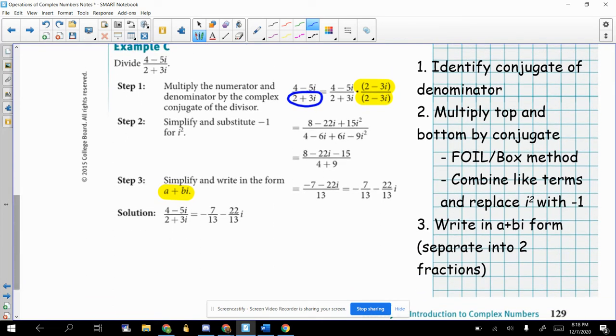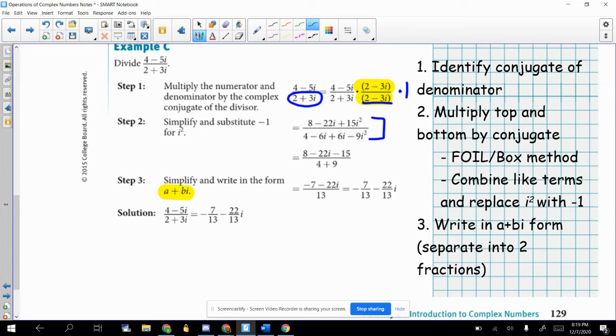As you can see, step 1 is to identify the complex conjugate of the denominator, and they did that here. The conjugate of 2 plus 3i is 2 minus 3i. Then you multiply that by the top and the bottom, because whatever you do to the bottom, you have to do to the top. Technically, if you write something over itself, it's like you're just multiplying by 1, so that's why this is mathematically legal. Then we multiply, and basically we're just rationalizing. You can FOIL or use the box method, and that's what they did here.